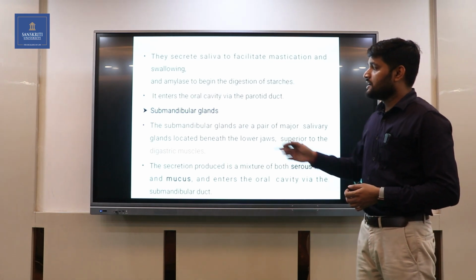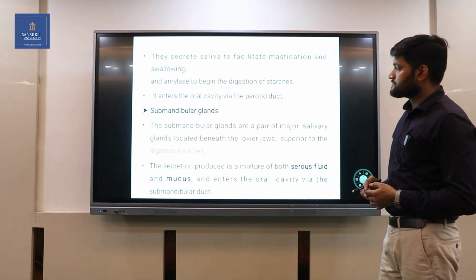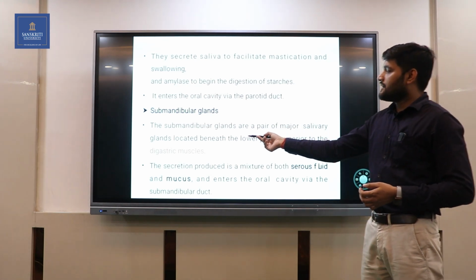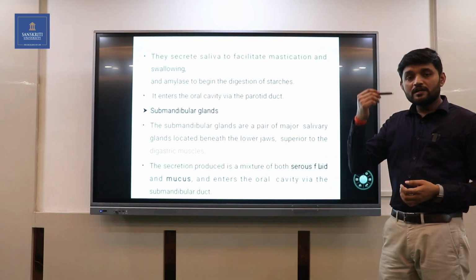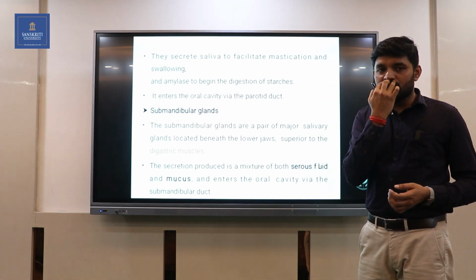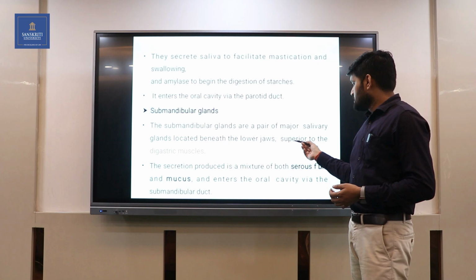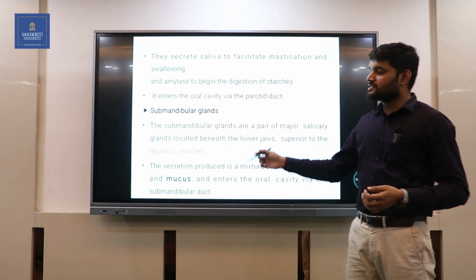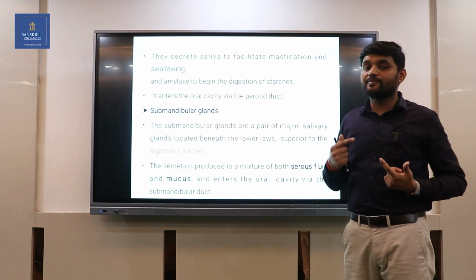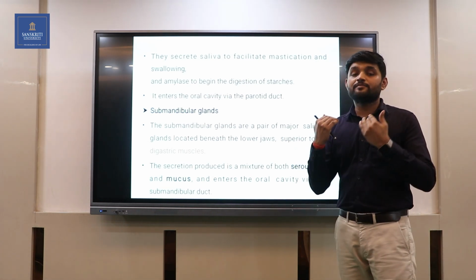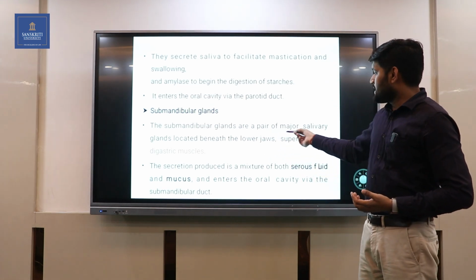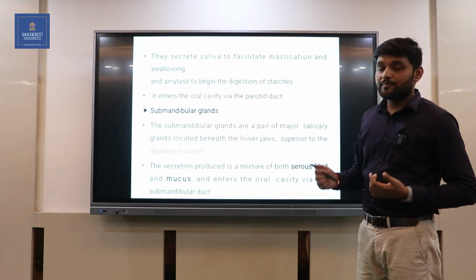The next gland is the submandibular gland. The submandibular glands are a pair of major salivary glands located beneath the lower jaw, the mandibular. Below the mandibular jaw, superior to the digastric muscles. In the neck, digastric muscles are present. Superior means above the digastric muscles, and the submandibular glands are present.